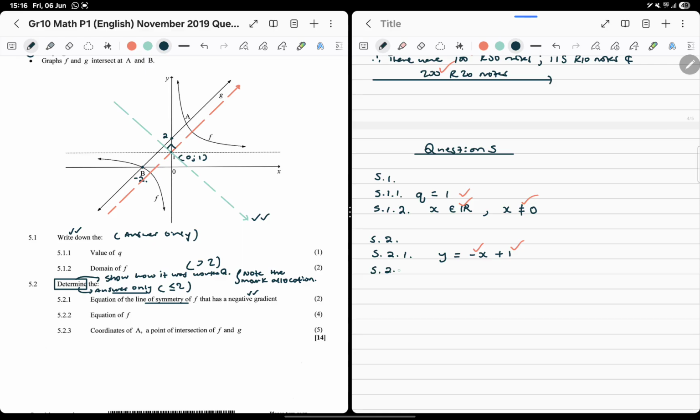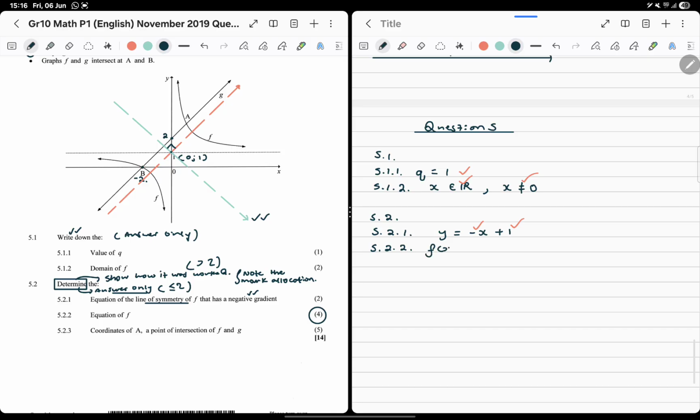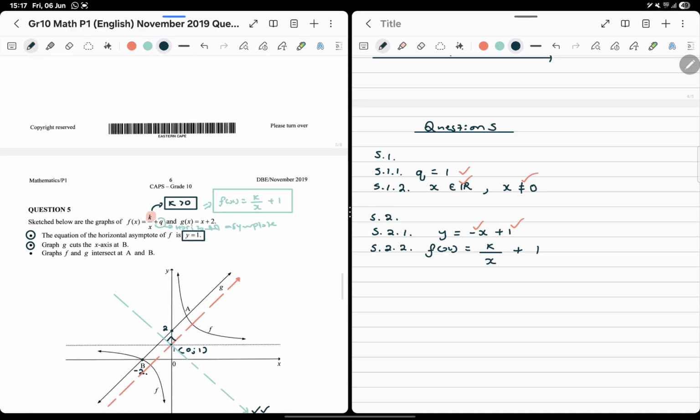So 5.2.1, what are you doing? Now it says, okay, we need the equation of f. Lovely. And of course, you can see this is 4 marks. So here you can't just write the answer only. So we need to work it out. So we know that f of x is k over x. Basically, we need the value of k plus 1. We saw that. That's how that equation looks.